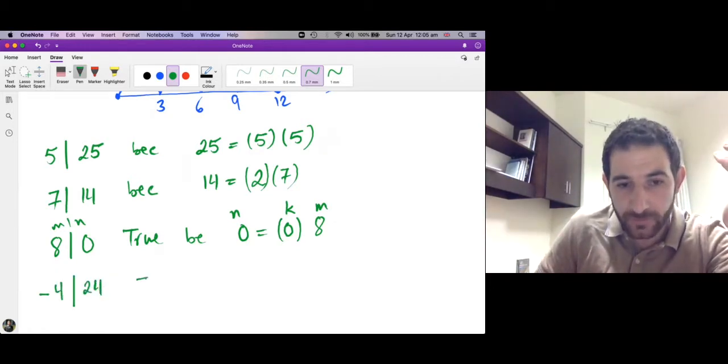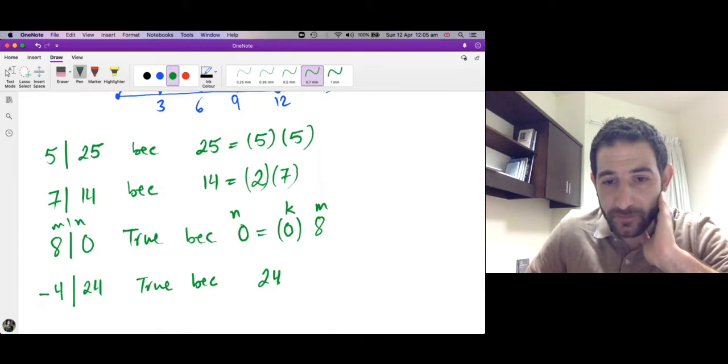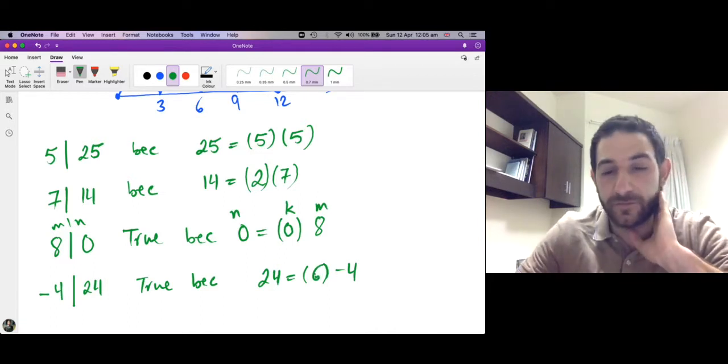Okay. Now negative 4 divides 24. This is true again because we can find the k such that 24 is equal to this k times negative 4. What is this k? It's 6. 6 times negative 4 is 24.